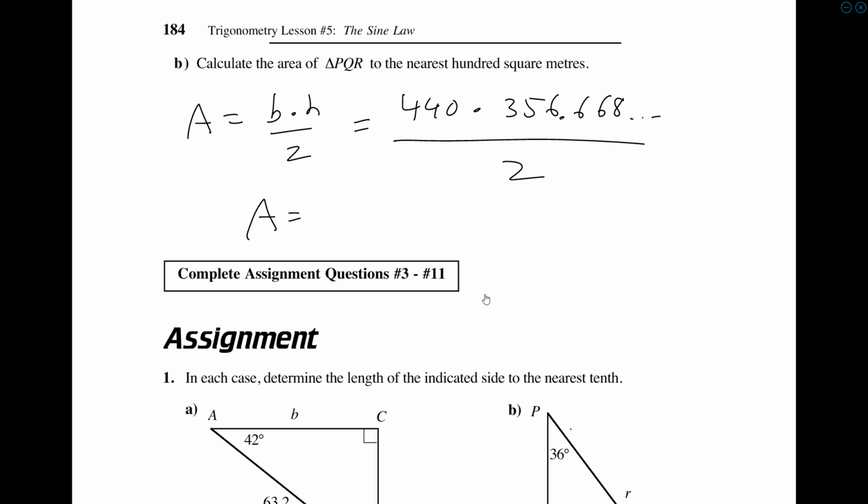Area. So the nearest 100 square meters. It's determining that it doesn't matter even closer than that. Saying get within 100 square meters. So if the area is 78,467.1, it wants us to round that to the nearest 100, 78,500.